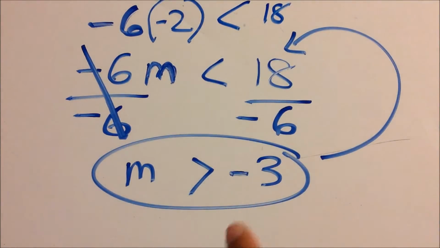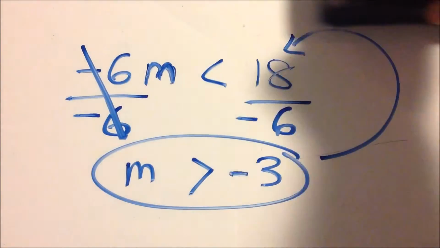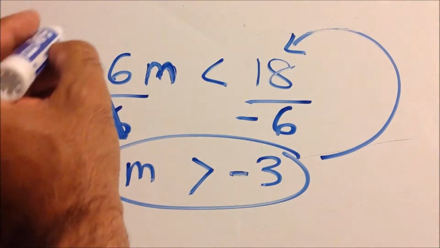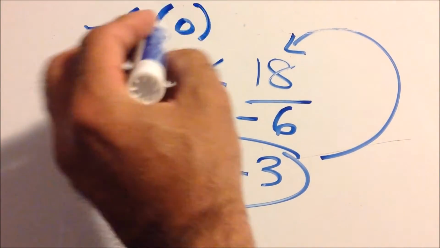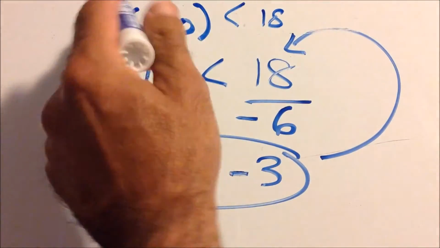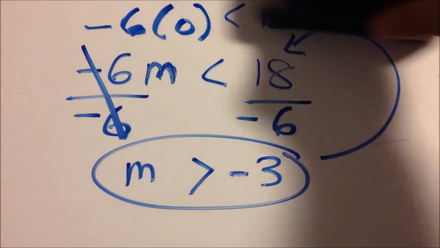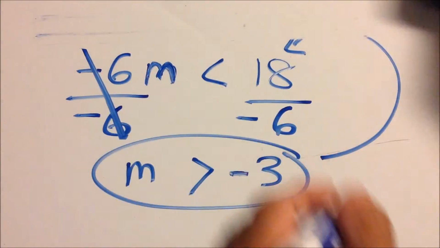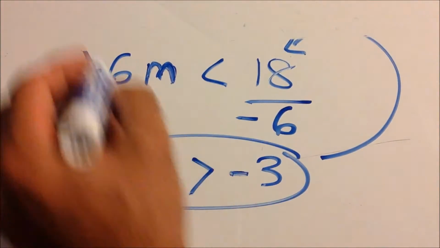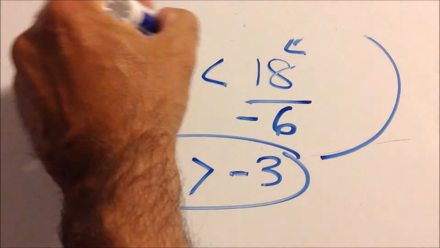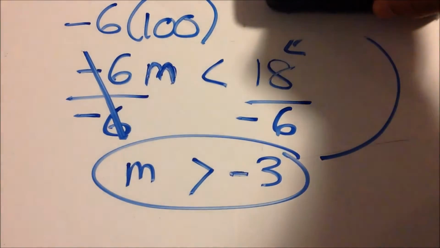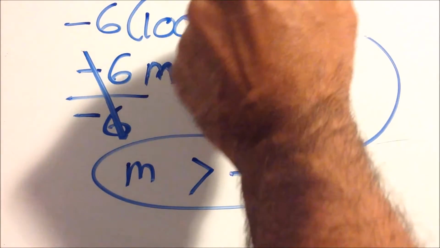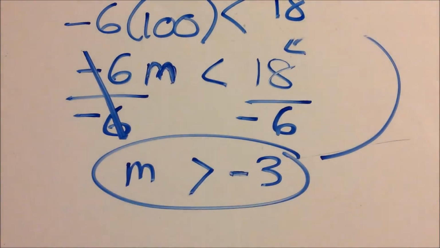Let's try it again. What else is greater than negative 3? So 0 is greater than negative 3, right? So if I say negative 6 times 0, will it be less than 18? 0 is less than 18. It works. And you can do it with 100. Negative 6 times 100. 100 is bigger than negative 3. So negative 6 times 100 is negative 600. And negative 600 is less than 18. So it checks out.